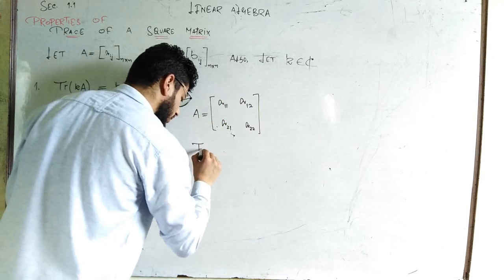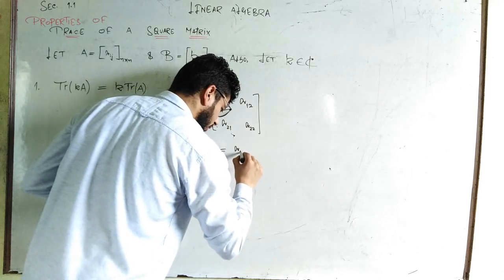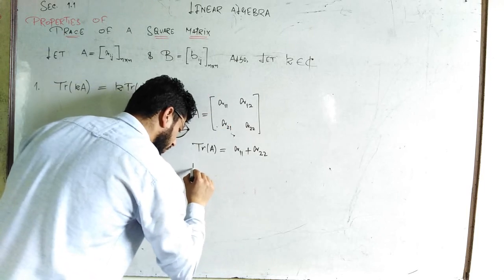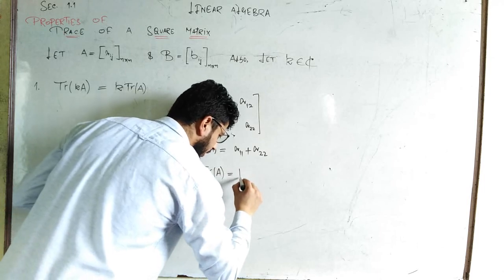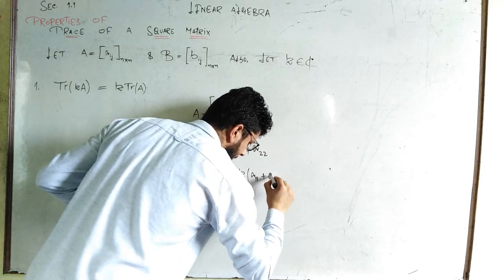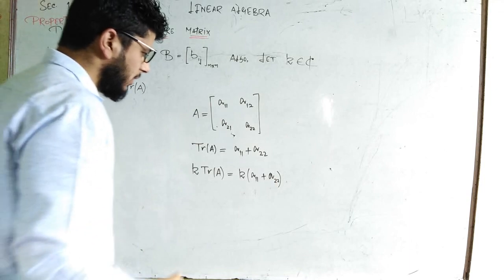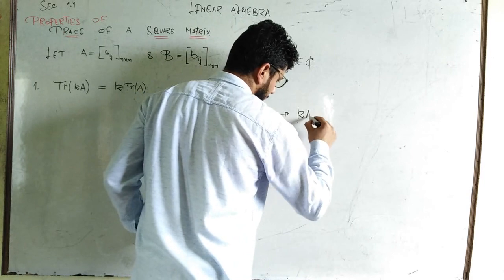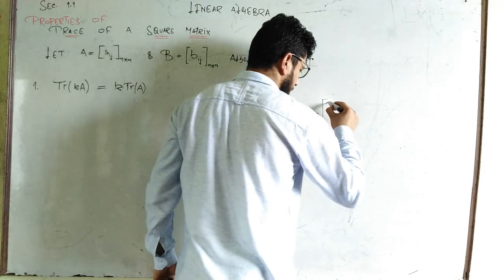then by the definition, trace of A is how much? A11 plus A22. So k times trace of A is how much? It's k times A11 plus A22. Okay, now this matrix will imply kA is a scalar multiple of A, that means every entry will be multiplied by this scalar.